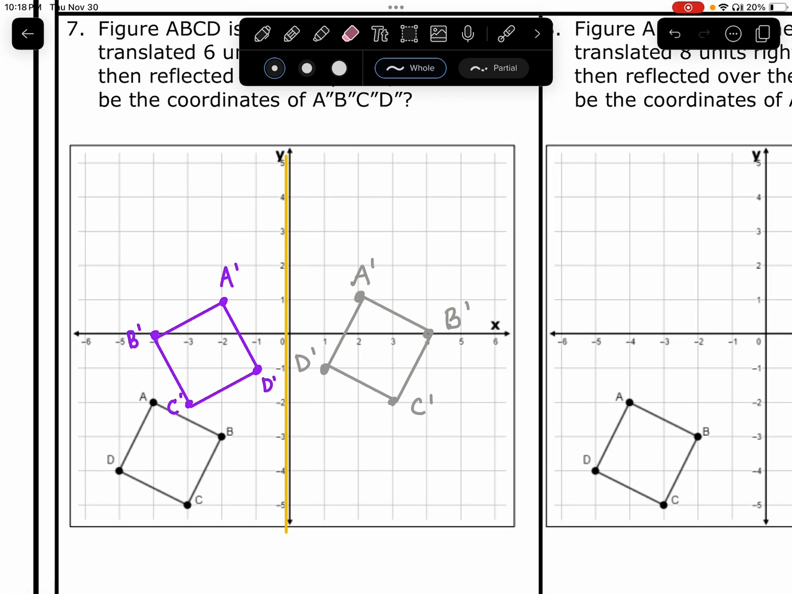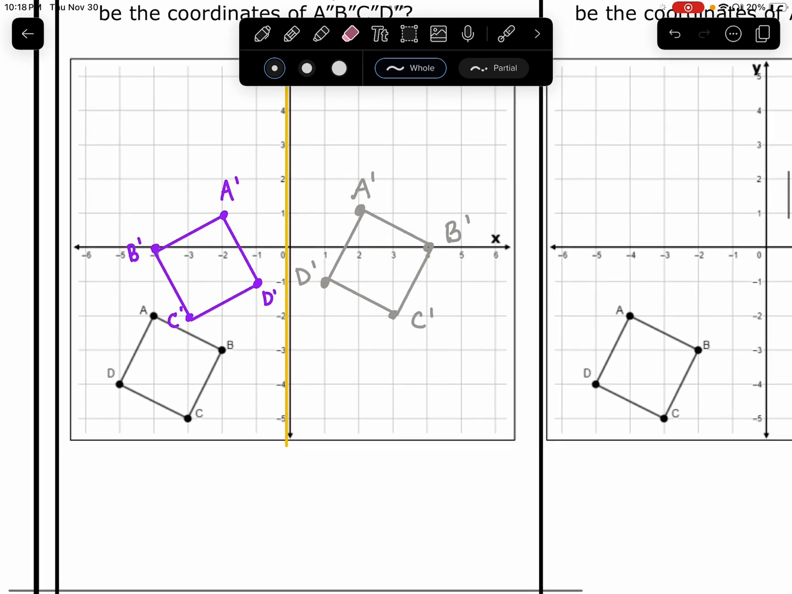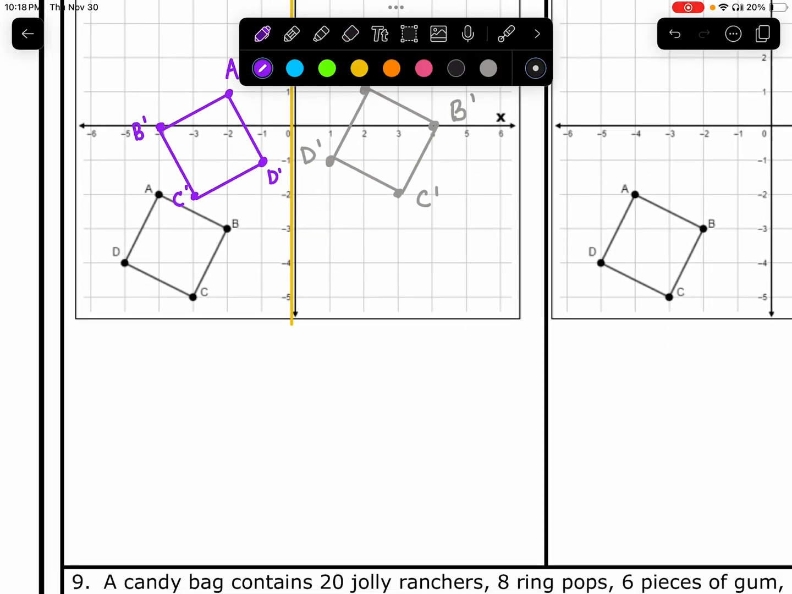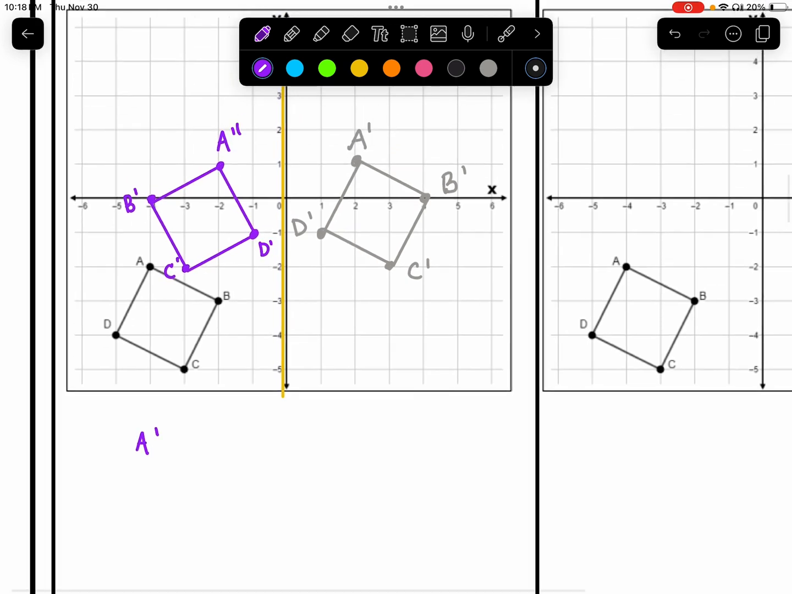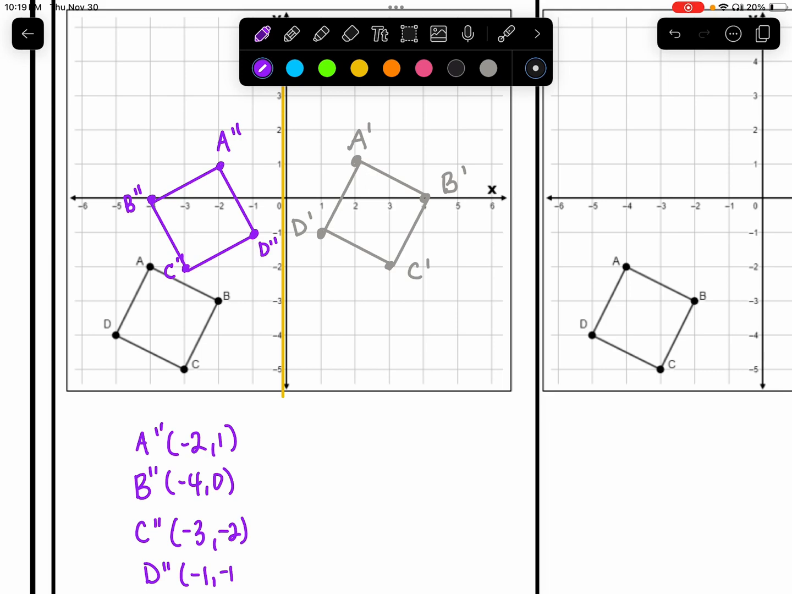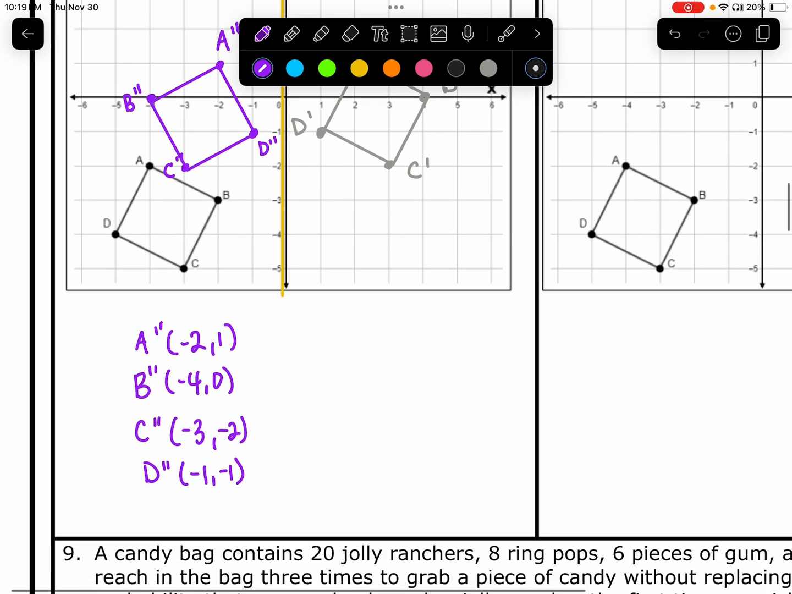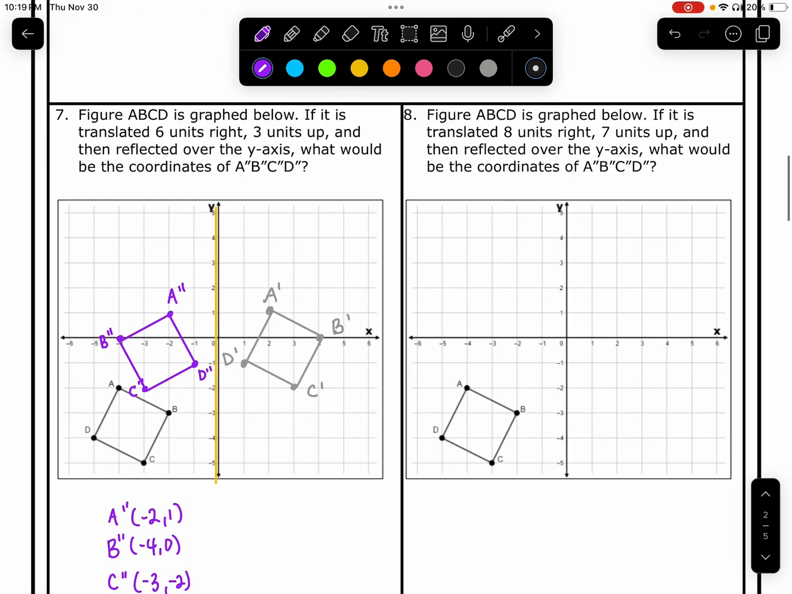The coordinates of A, B, C, D are, or A prime, oh, this is double prime. It's just a double prime because we did 2 transformations instead of just 1. So for A double prime, we have -2, 1. For B double prime, we have -4, 0. For C double prime, -3, -2. For D double prime, -1, -1. That's it. Go ahead and try number 8.